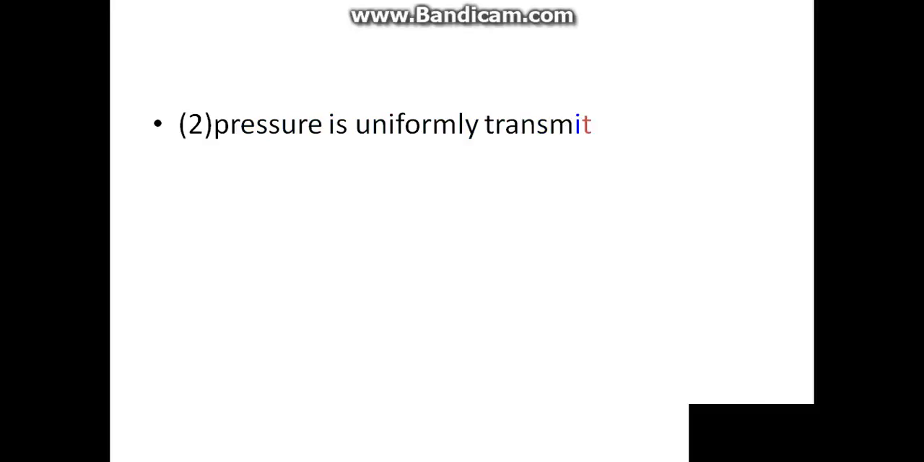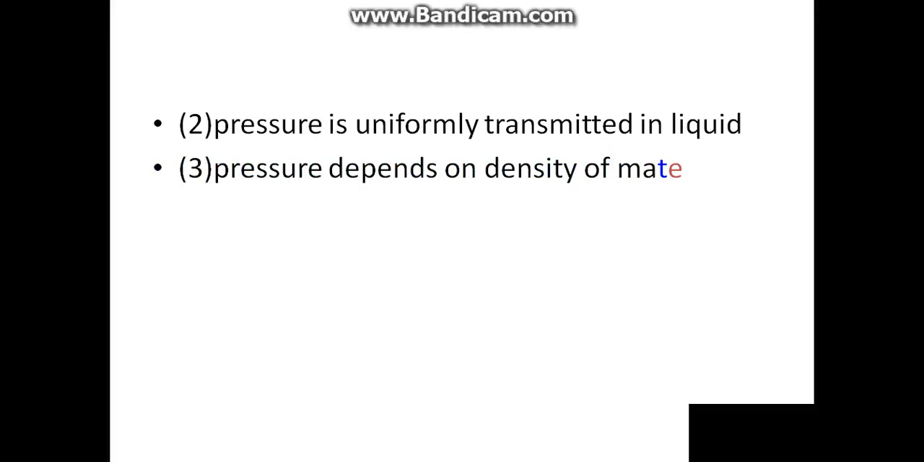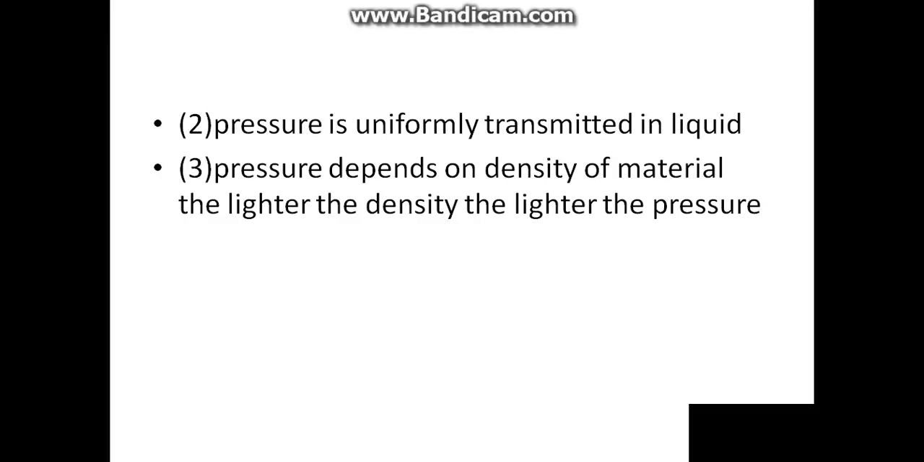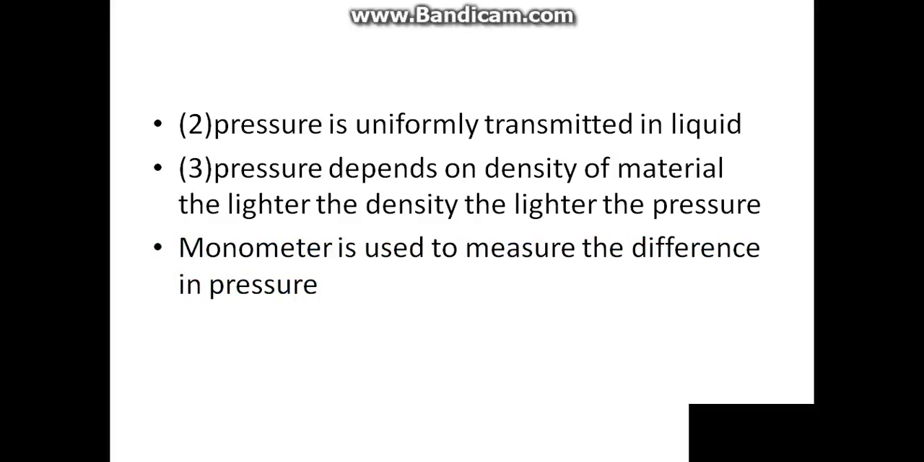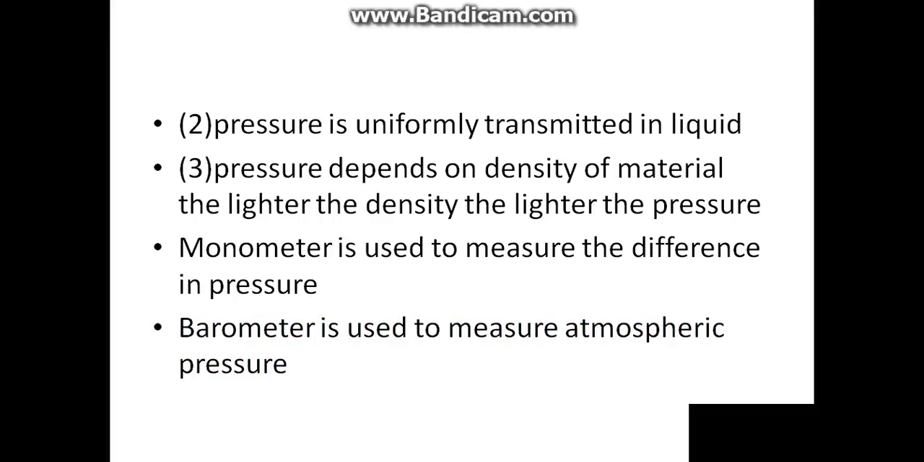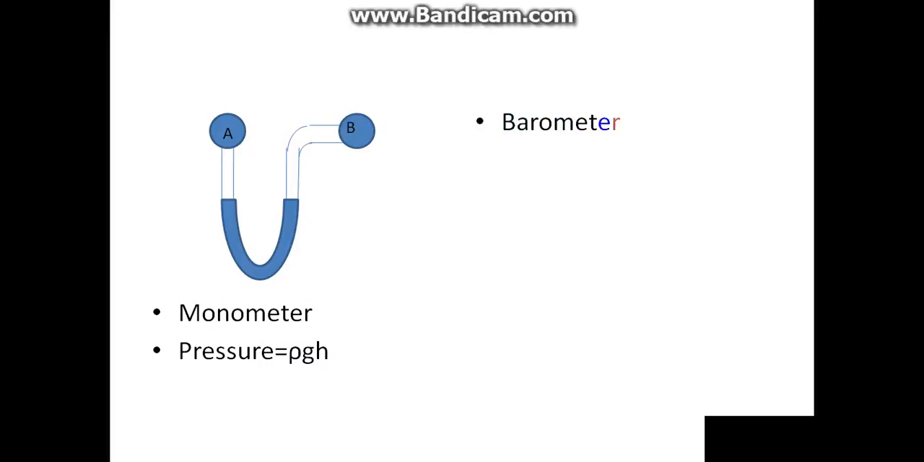2. Pressure is uniformly transmitted in liquid. 3. Pressure depends on density of material. The lighter the density, the lighter the pressure. Manometer is used to measure the difference in pressure. Barometer is used to measure atmospheric pressure. Manometer is used to measure the pressure difference between A and B, while barometer is used for measuring atmospheric pressure.